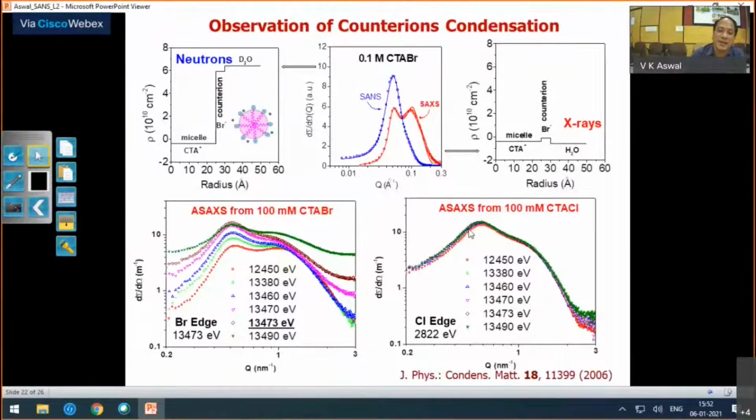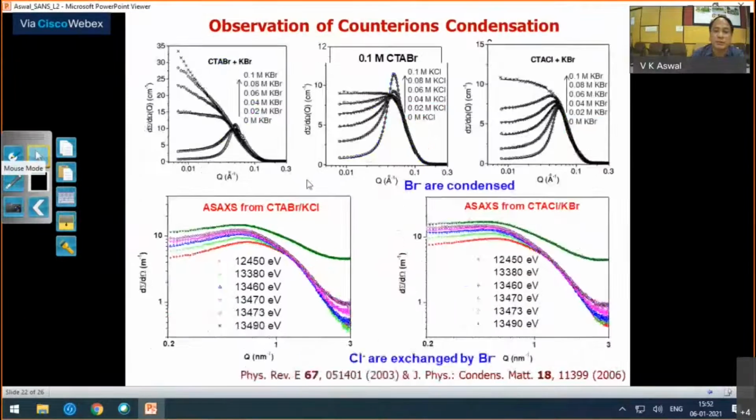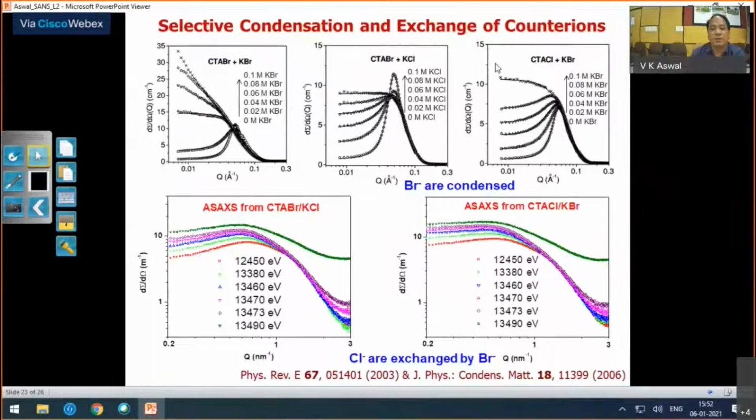What this means is that by changing the energy near the absorption edge of the bromide counterion, you are changing the contrast for bromide, right? And hence the scattering pattern is changing. And if you want to differentiate bromide from chloride, you can use this concept of anomalous small angle X-ray scattering. So this is how you verify.